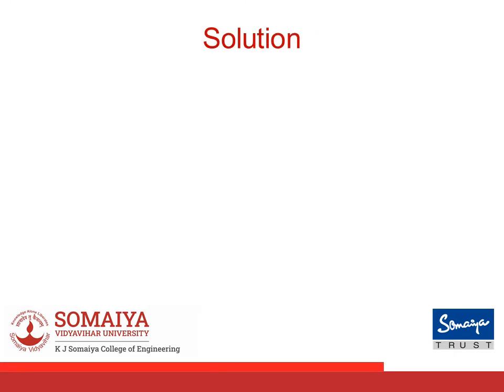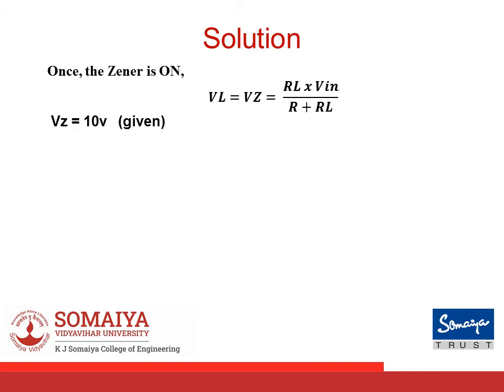Let's start with the solution. We know when the Zener is on, the voltage drop across the load or the Zener can be written as RL into Vin upon R plus RL. This will help us to find out RL min because we already know the value of Vz. So RL min comes out to be 250 ohms.